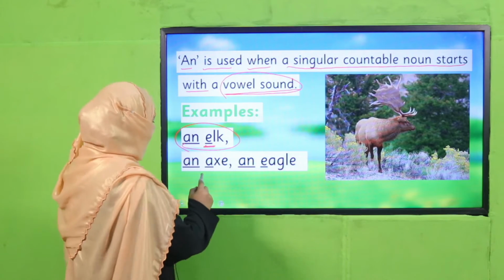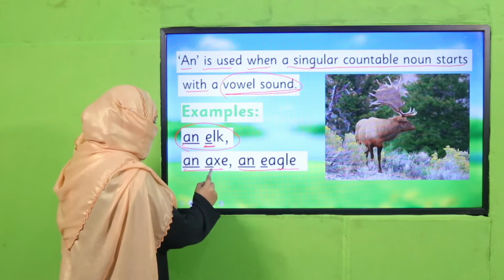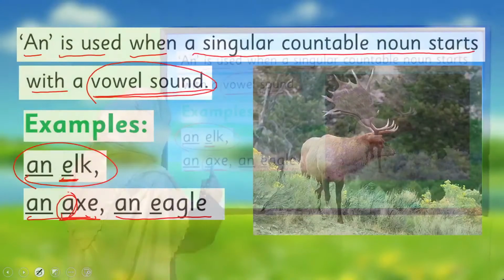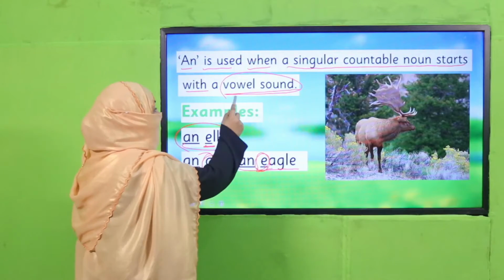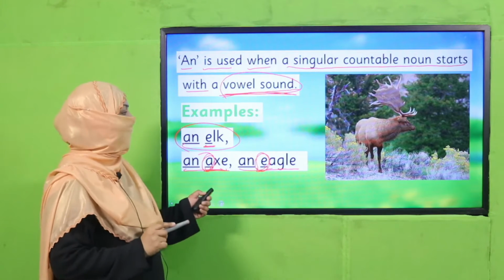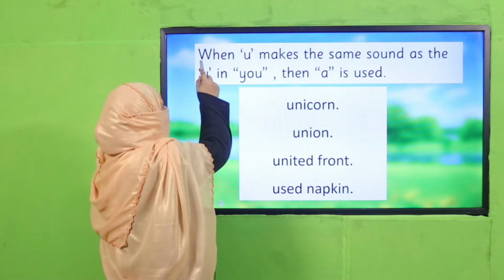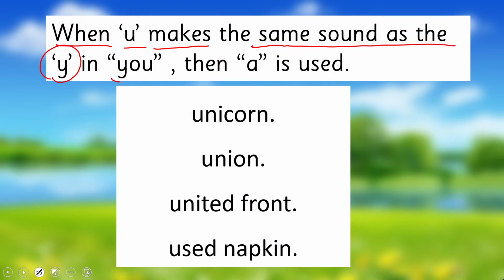The next is an ox, an eagle. So you see, when a singular noun is starting with a vowel sound, we use an. And for consonant sounds, we use a. But there are a few exceptions. Why did I say vowel sound? Because vowel sound doesn't mean vowel. For example, now you see, when a word makes the same sound as Y in you, then instead of an, we use a, right?